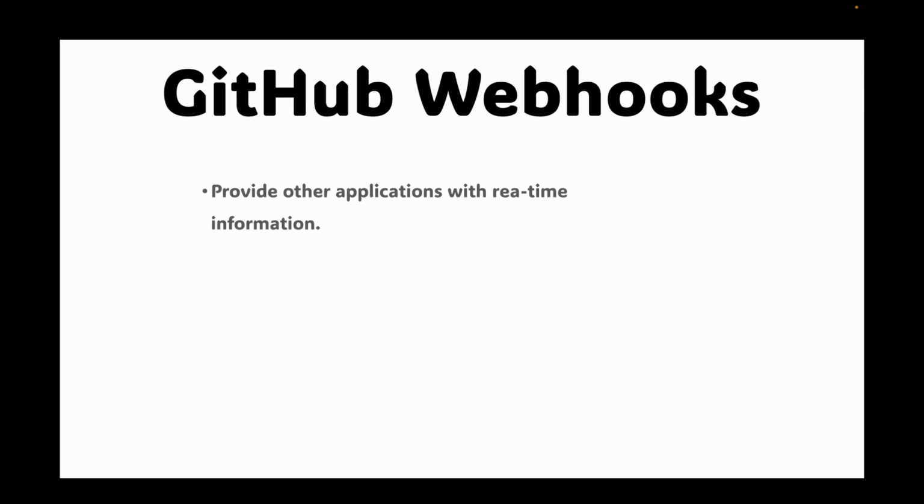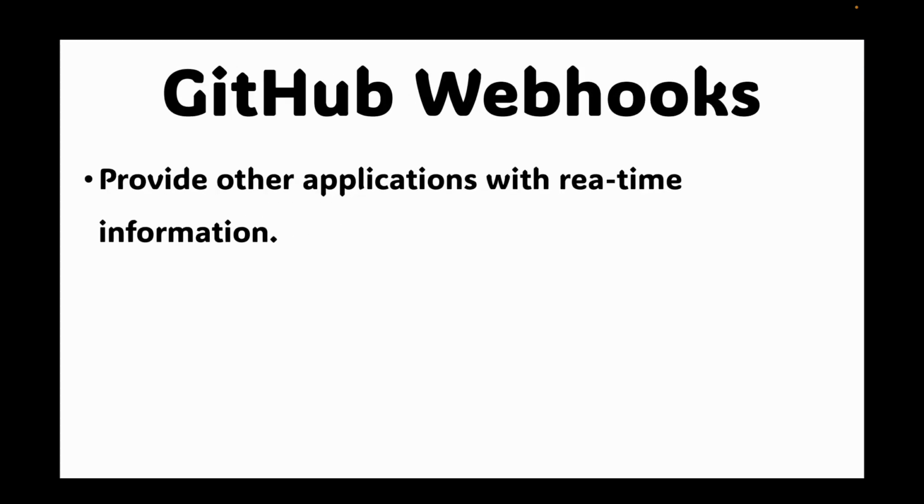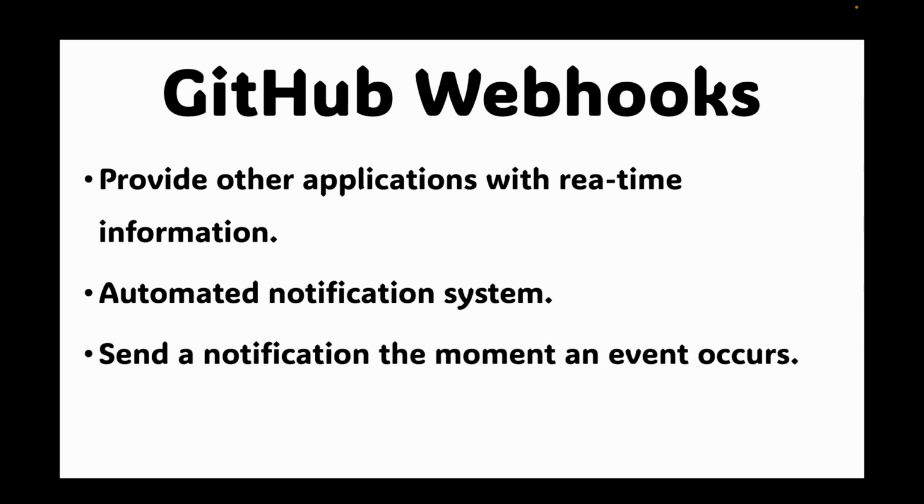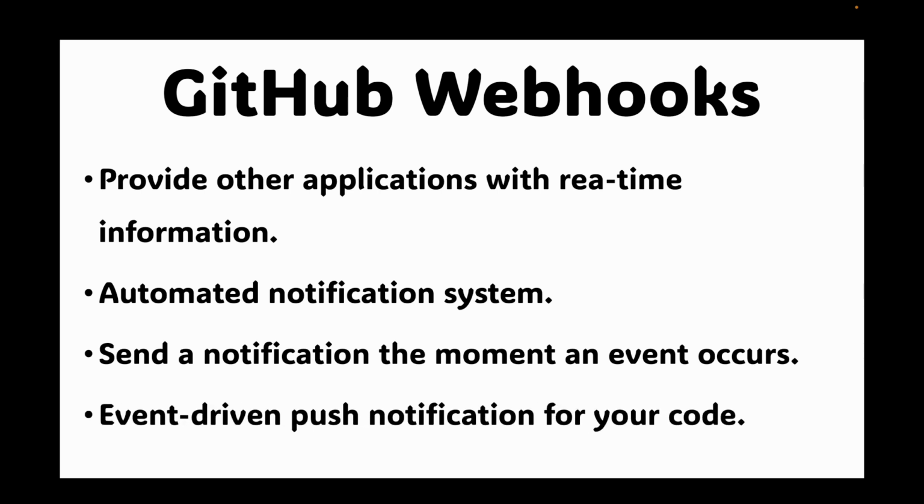So a webhook is a way for an application to provide other applications with real-time information. Like in this case, my GitHub can provide some information to Jenkins as to which job to trigger. So that real-time information. GitHub Webhooks is an automated notification system. So instead of constantly asking, has anything new happened? A webhook lets a service send a notification the moment an event occurs, like when we push some changes or when we create a pull request. So whenever an event occurs, think of this as an event-driven push notification for your code.